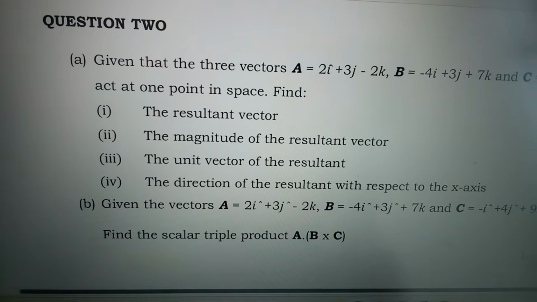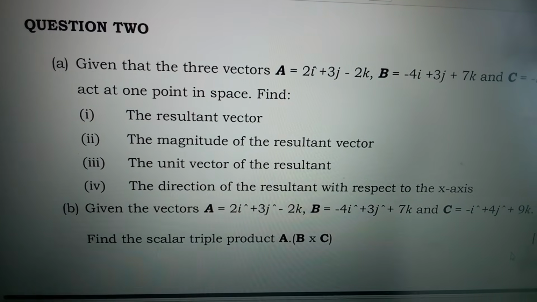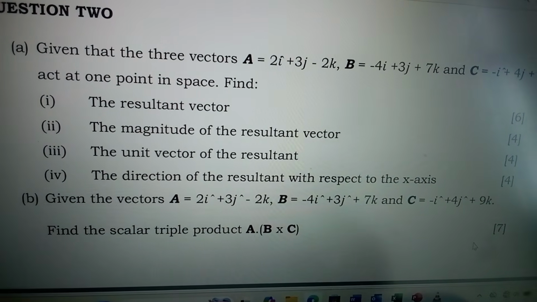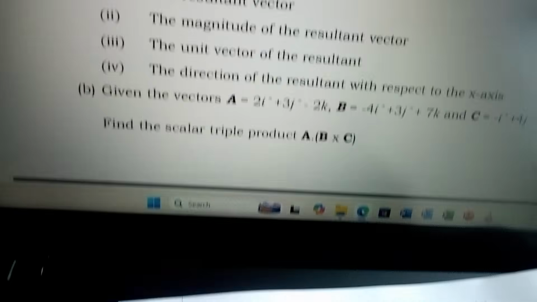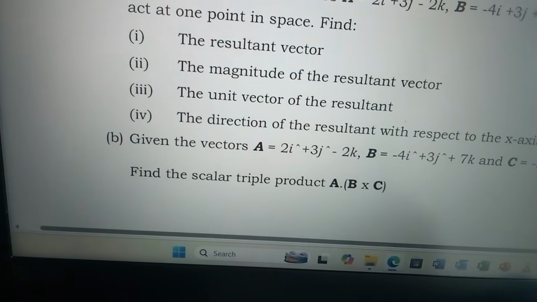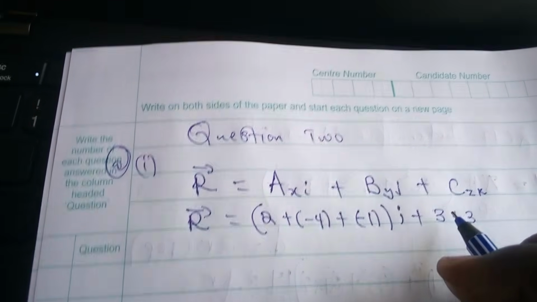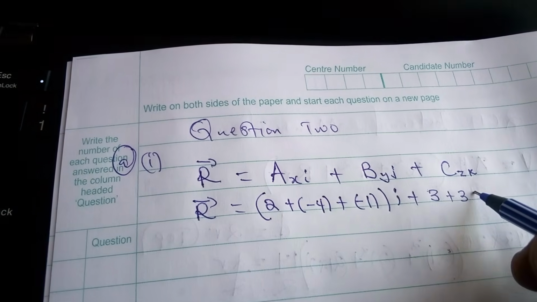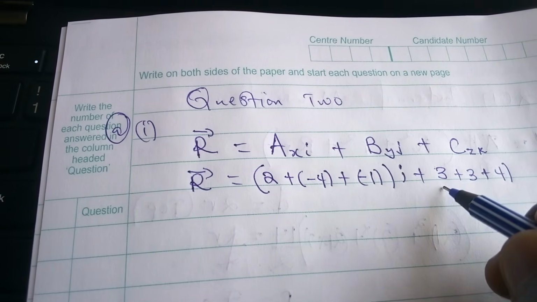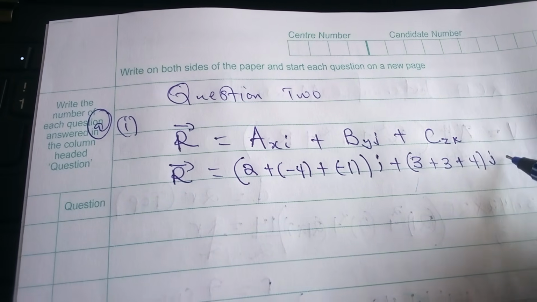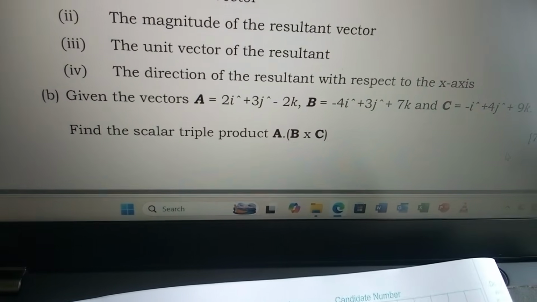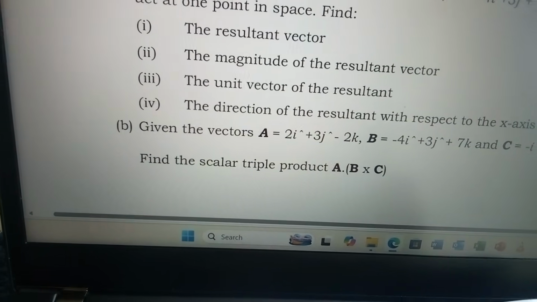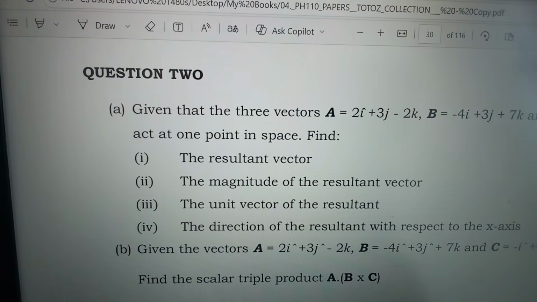The second thing is that you get the coefficient of j in each vector A, B and C. At A we are having 3, adding it with another 3, and then at C we have positive 4. So plus 4. We close the bracket and indicate j. Plus the values of the coefficient of each vector A, B and C.